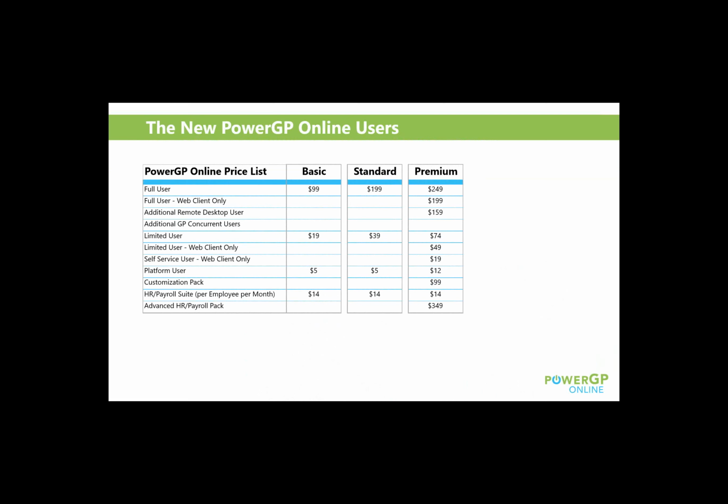So with this, if you want to go with premium and you want full user with your regular desktop client, that's going to be $249. If you want to do web client only, you could save $50 per user per month and do web client only. If that's something you're interested in, we definitely would want to talk about it.